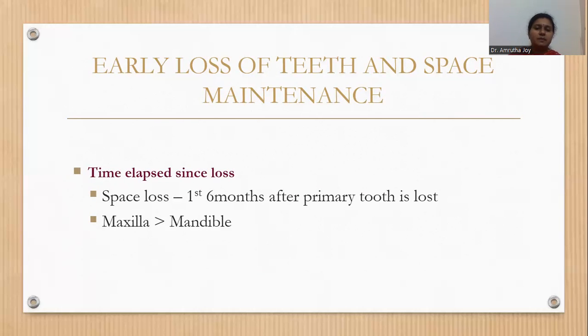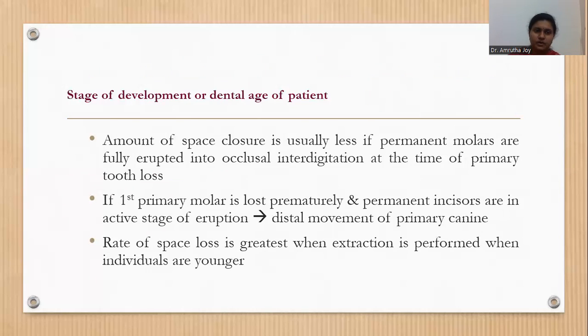One is time elapsed since tooth loss. The maximum space loss happens during the first 6 months after the loss of primary teeth, and the maxilla shows more space loss than the mandible, because the maxilla has cancellous bone. So bodily drifting of the tooth happens and there is more space closure.